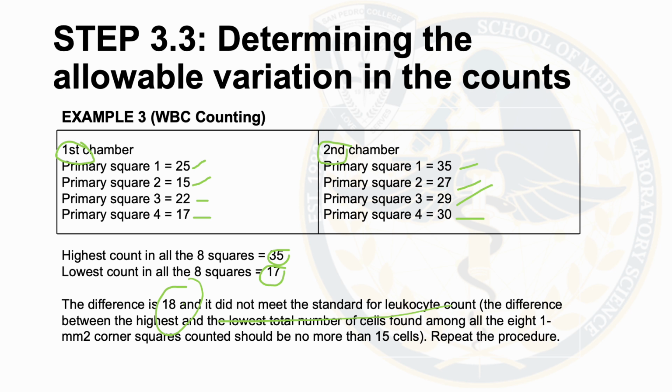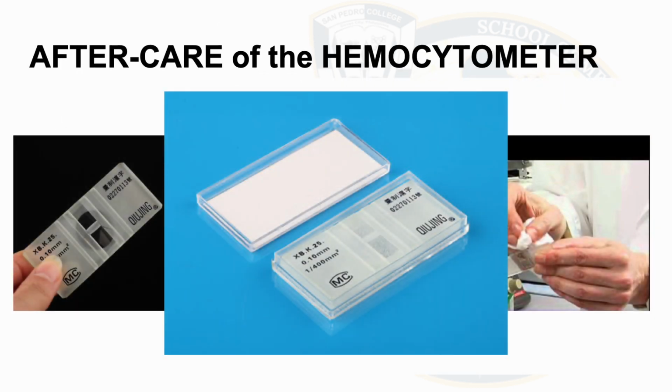So, tingnan mo lang saan ang pinakamarami na count, 35. And then, yung pinakamababa, which is 17. Actually, may 15 nga, oh. Siguro hindi to nakita. So, if you will try to check, 15 talaga ang pinakamababa. So, 35 minus 15. Lowest in all 8, 15 yan eh. 35 minus 15, 20. 20 ang difference, which is, again, way more than the 15 cell difference allowable for WBC counting. So, next, we have your aftercare of hemocytometer.